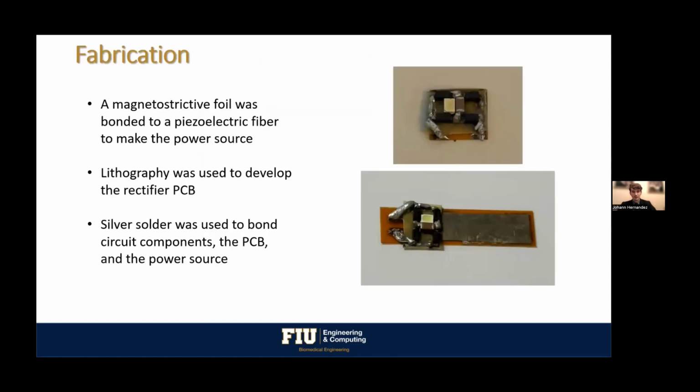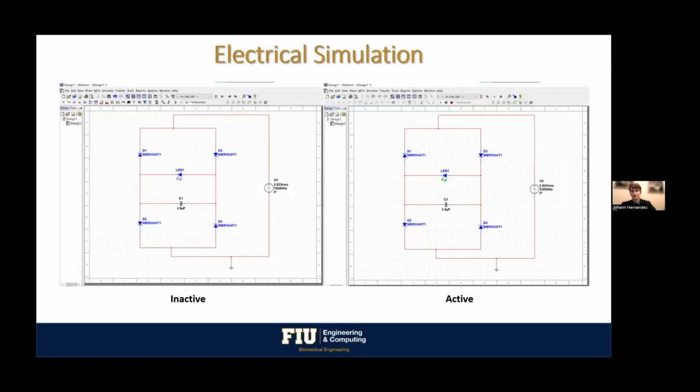So as described earlier, you can see that for our integrated circuit, solder was used after using lithographic techniques to develop the PCB and put all the on-chip components on there. And then materials like commercially available epoxies were used to make the different layers of the magnetoelectric power receiver. I'll hand it off to Christina to discuss simulations and verification tests.